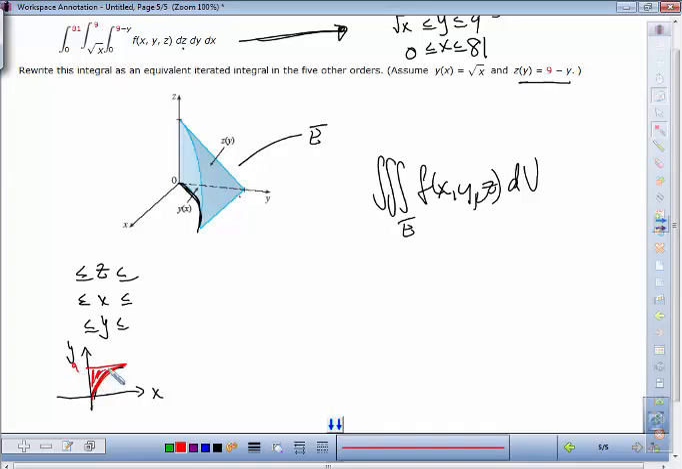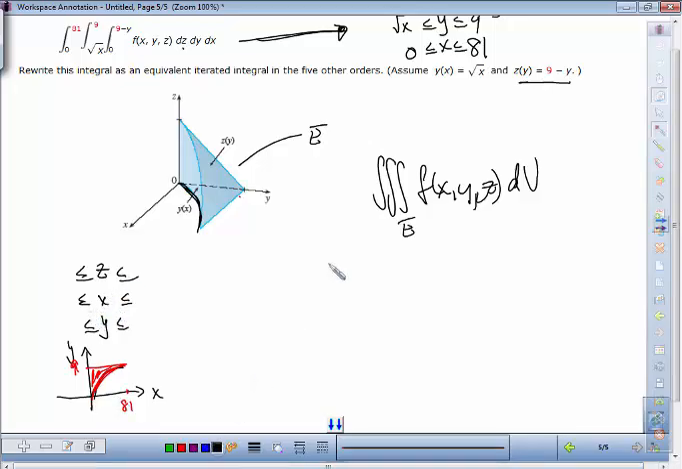And you have to make sure you identify the correct region. X, it didn't matter. Well, it did matter because that's our constant limits for our original setup. X goes from 0 to 81. So that does make sense that this is 9 and this is 81. But now I'm switching orders, so I'm going to integrate with respect to y first.